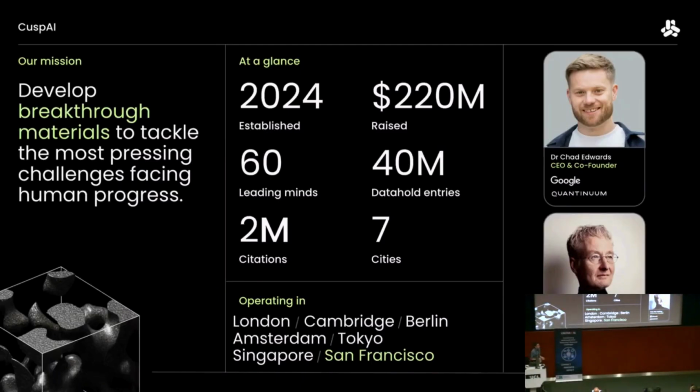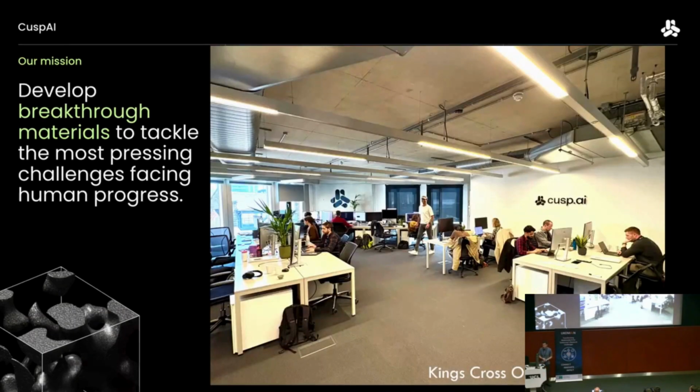And just to give you some background on how fast this field has moved: Cusp was established in late 2024. It's out of date already. I think there are now 66 people. A lot of effort has been put into the data sets, so the internal data held in Cusp now has over 40 million entries related to structures and compositions of materials. And actually now 7 offices, the most recent one in San Francisco. I actually opened the London office in January this year in King's Cross, and we just filled it this week. So everything moves too fast. Now we have to think of more space.